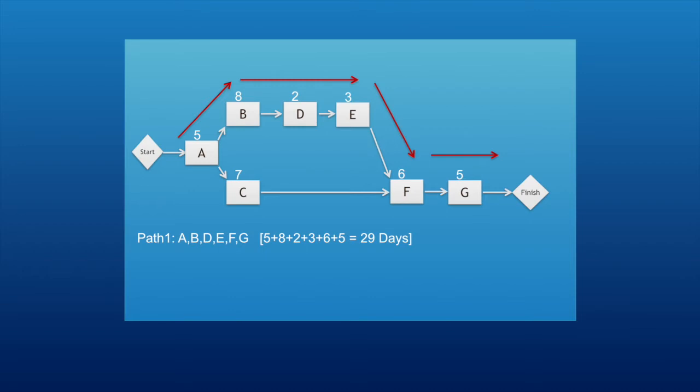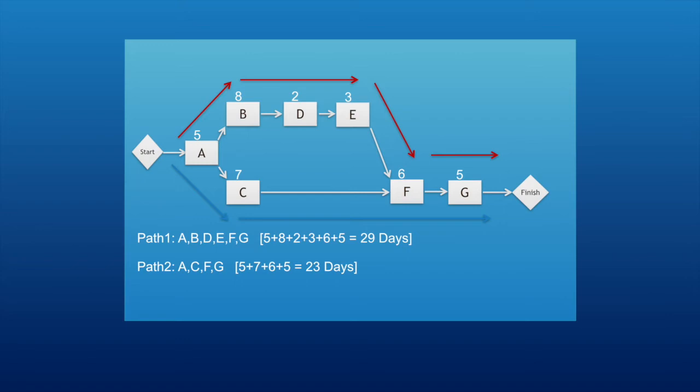Now we will see what other path exists in the project network diagram. So the other path which we have is start A, C, then going towards F, G and finish. So that is the second path we have in the project network diagram. And so path number 2 is A, C, F, G, and if we add up all of the durations for activities on path number 2, the total we will get is 23 days.